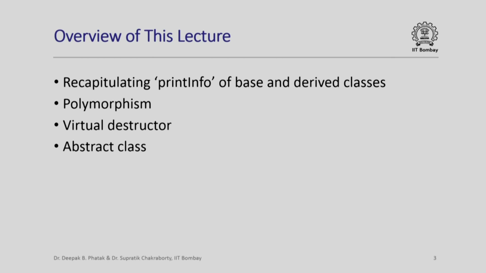In this lecture, we are going to start by recapitulating one of the member functions that we have seen earlier in the example of the bank account classes that we have studied in the earlier lectures. This member function is the printinfo function. We will look at it again and we will use that to motivate polymorphism in C++ programming, and we will also study about virtual destructors and abstract classes which are particularly relevant when you are talking about polymorphism.